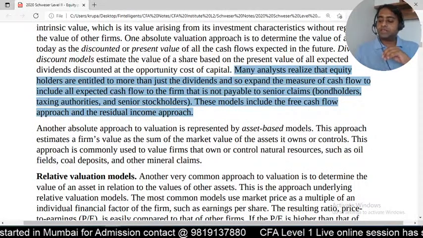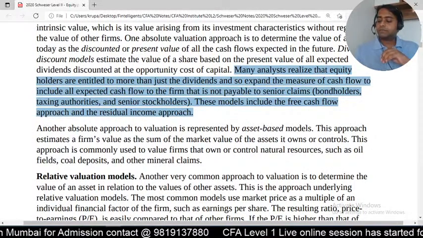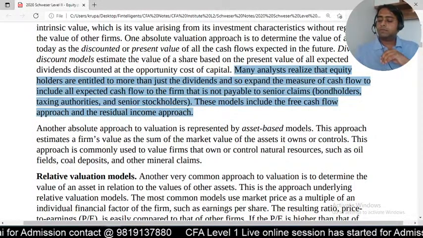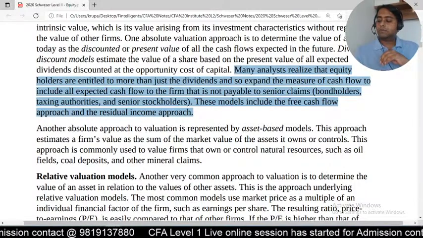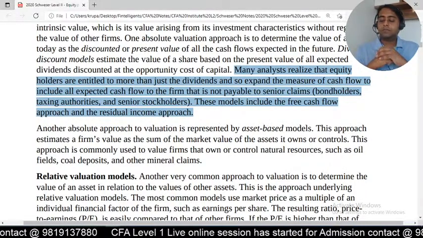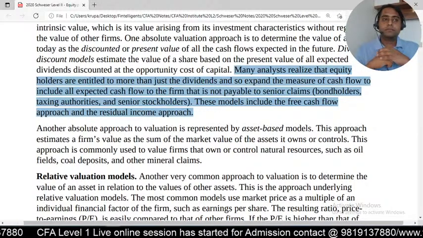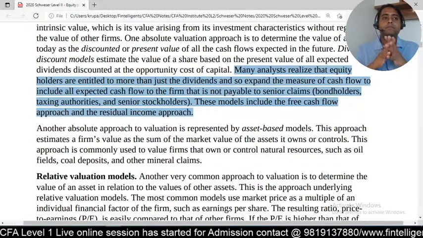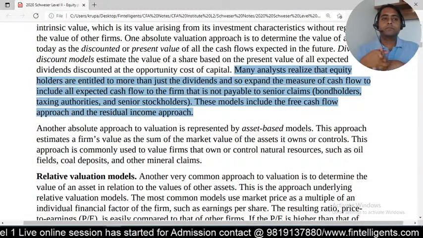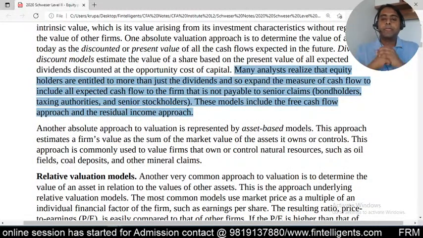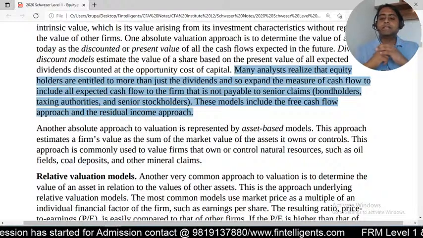Read the paragraph, next 4 lines. All good?